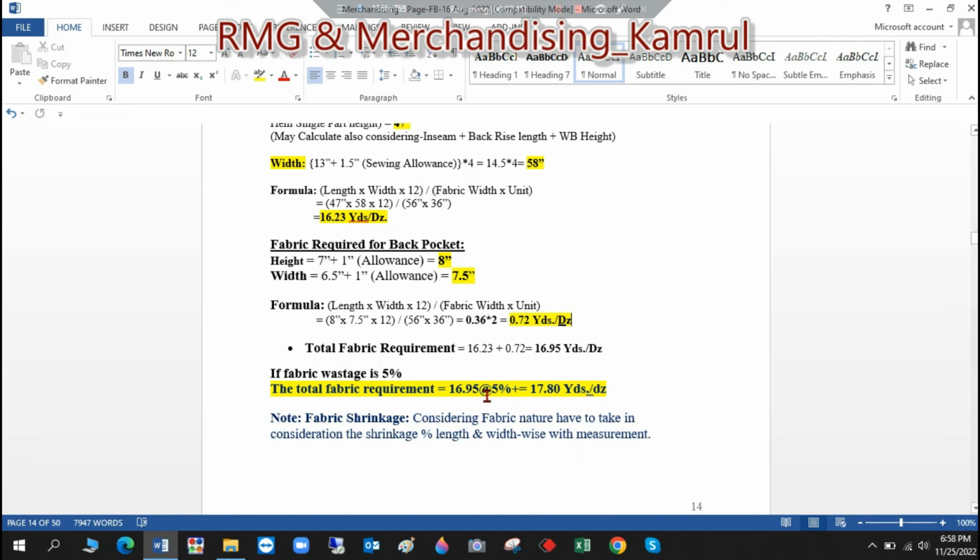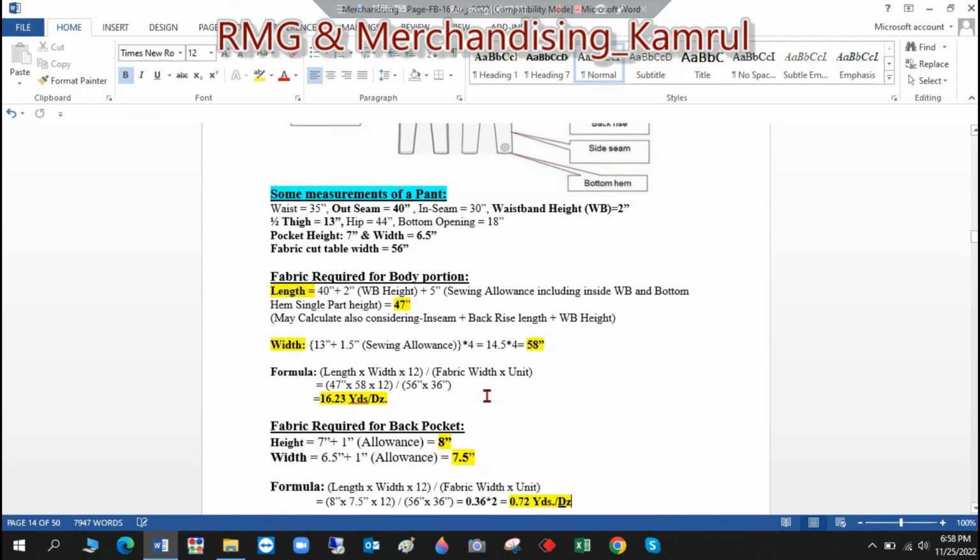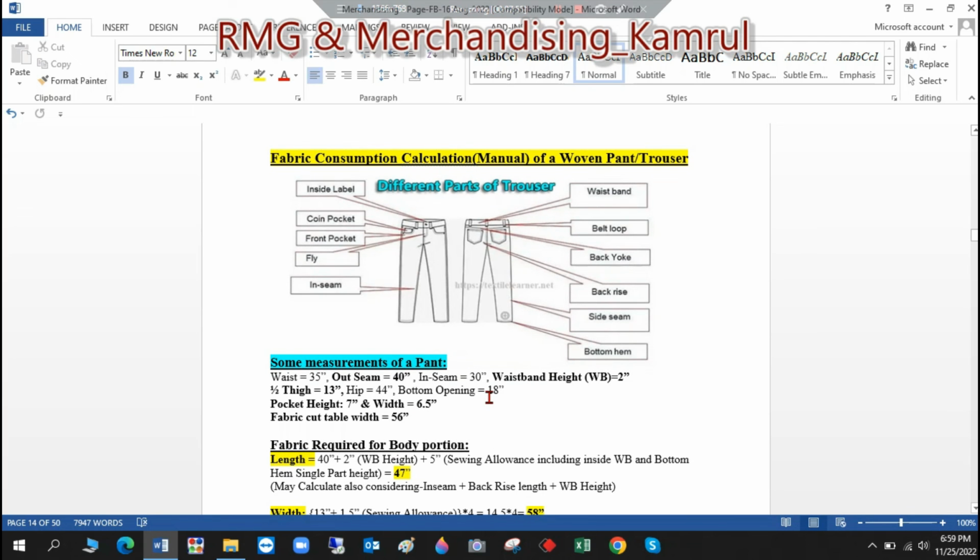So dear friends, that's all for today. Through today's session I have completed the fourth session. I mean knit top, knit bottom, then woven top, woven bottom. Through these four sessions I have completed the fabric consumption calculation manually for all knit and woven top and bottom products.